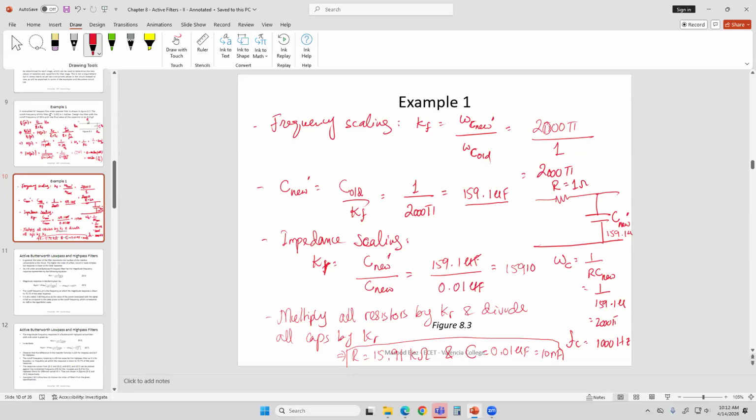Okay. Any question about this? Anything that is not clear, because this is the process that you're going to be repeating over and over again.